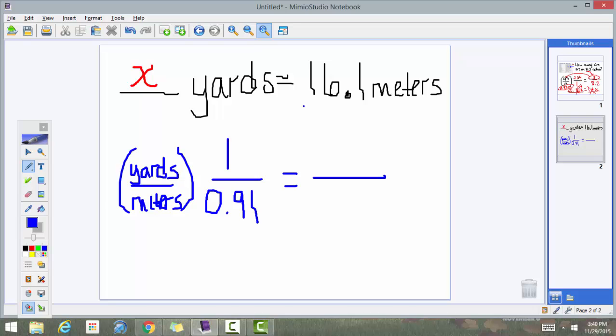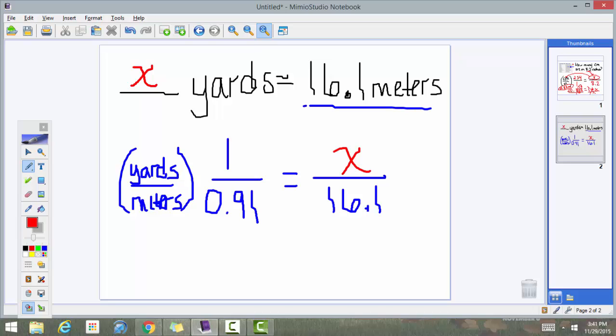We've got one number left, and that's 16.1 meters. Where do you think that number is going to go? We only have 2 places, and I'm hoping you're thinking the bottom, because that is the only spot where we can put meters, which means what's going to go on the top? You're exactly right. Your x, your unknown.